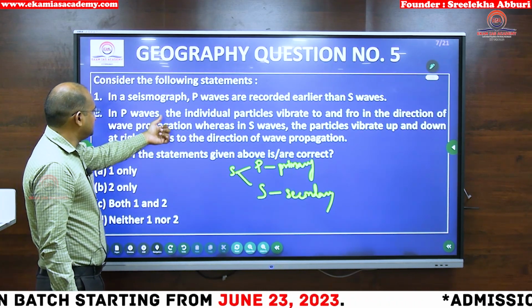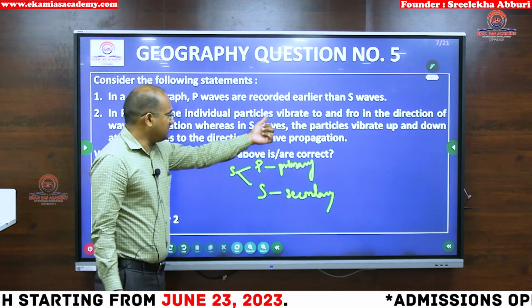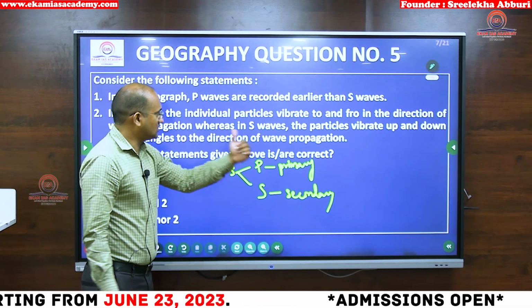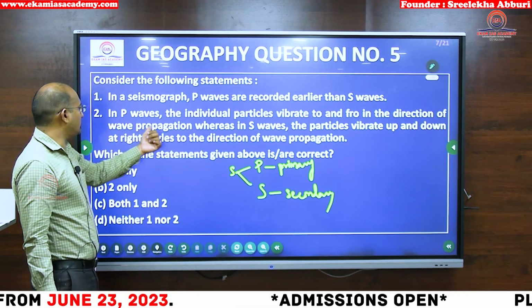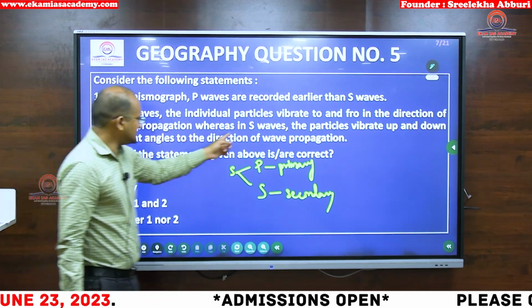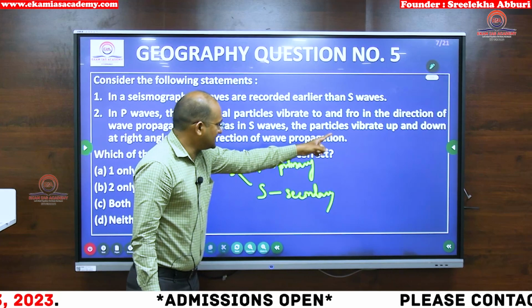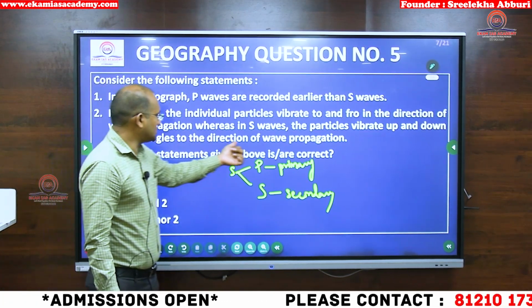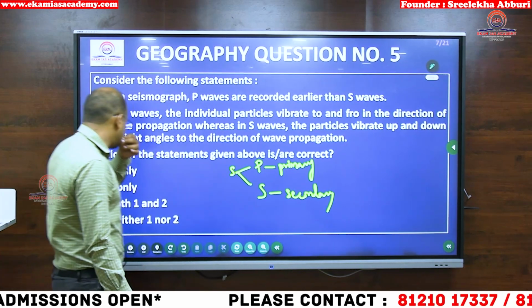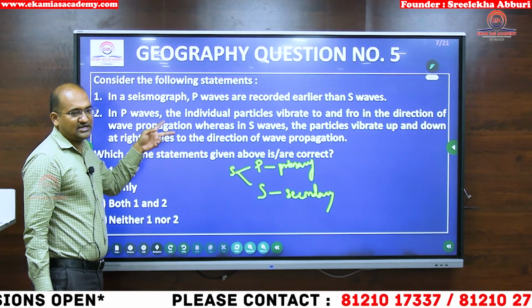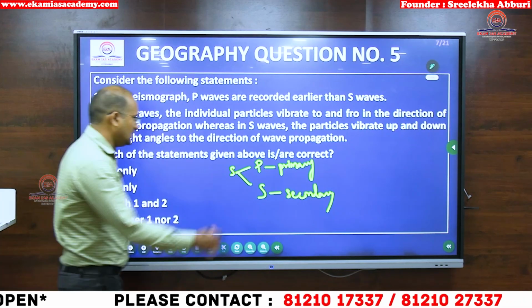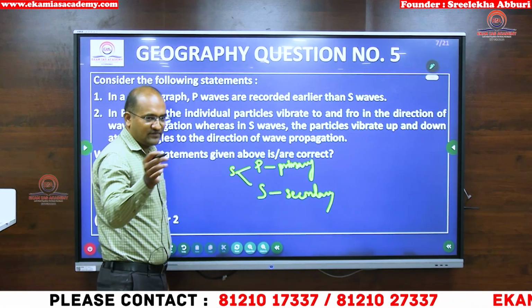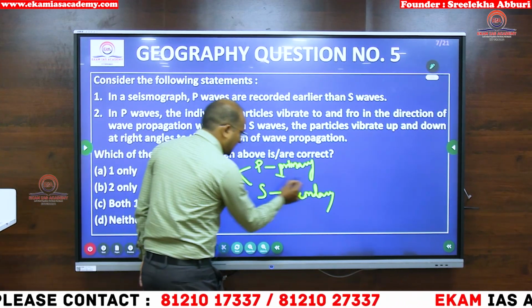In P waves, the individual particles vibrate to and fro in the direction of the wave propagation, whereas in S waves the particles vibrate up and down at right angles to the direction of the wave propagation. So, these two statements are directly taken from NCERT. If you have studied the seismograph, the Richter scale and all, it is a direct question.